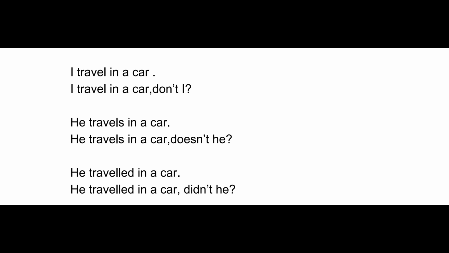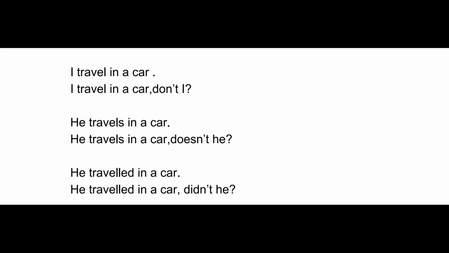Let's see our next examples. I travel in a car. So in this sentence, no modal auxiliary, no helping verb, but we can find the main verb. So travel is in present tense. So our question tag will come, don't I? He travels in a car. We can find the S form of the verb and it's an example of simple present tense. So doesn't he? Sentence is positive, so question tag will be negative.